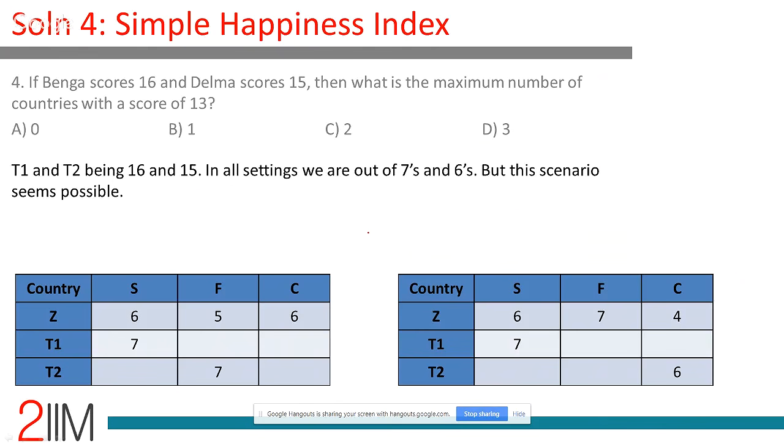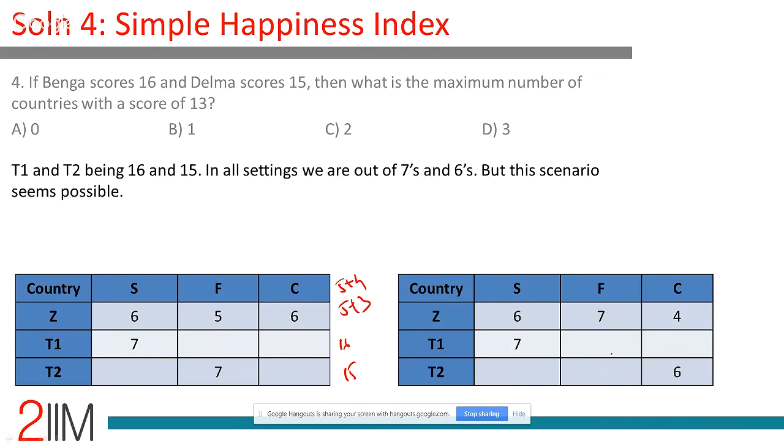Then Benga and Delma have 7, 16 and 15 each. And so we need to fill this out. So let's think about this. If Zuma had 6, 5, 6, we're out of 7s and 6s. We already know that in both of these scenarios. So if this were 16 and 15, the remaining two should add up to 9 and 8. So we need to have a 5 plus 4 and a 5 plus 3 in this grid.